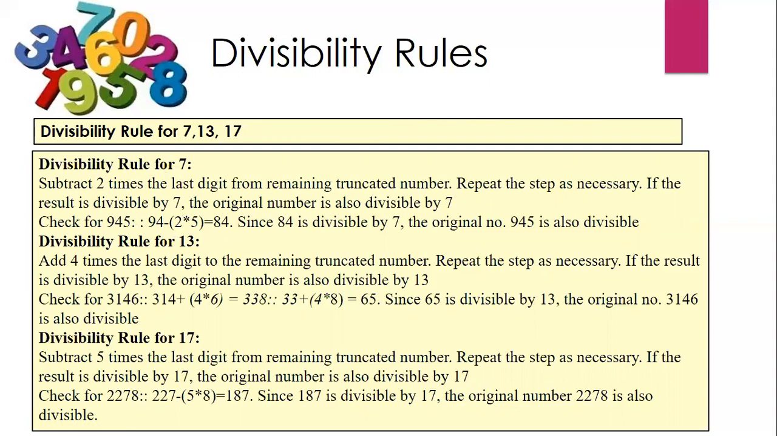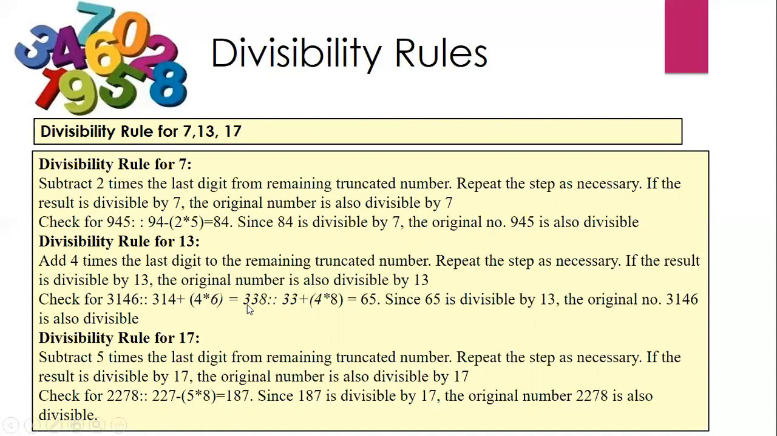Now, the divisibility rule for 13, the same rule, but we need to multiply the unit digit by 4. Instead of 2, we need to multiply this by 4. And instead of subtracting from the remaining digits, we need to add to the remaining digits. So 3146: 6 into 4, 24, that has to be added with the remaining digits 314. So we will get 338.